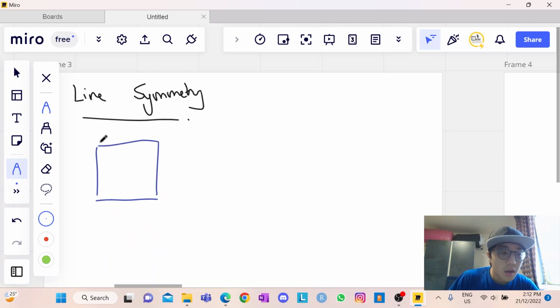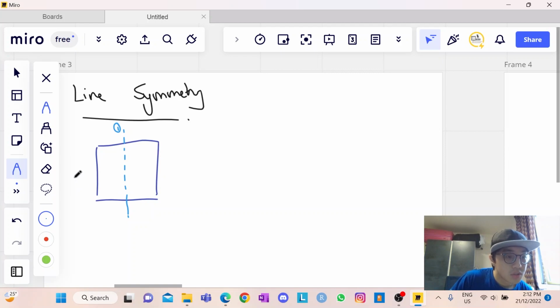So how many line symmetry does a square have? We can first try to divide this into half. This is definitely okay. Divide this into half, so you get the left segment and the right segment are completely the same. So this is 1, the first line symmetry.